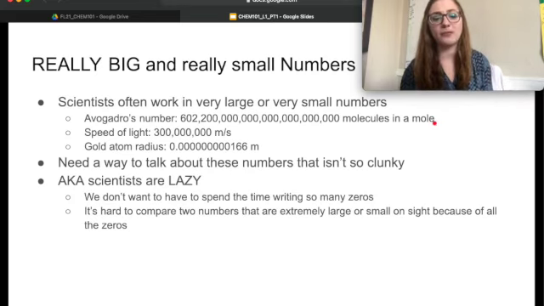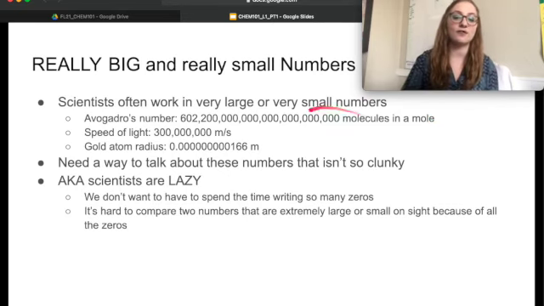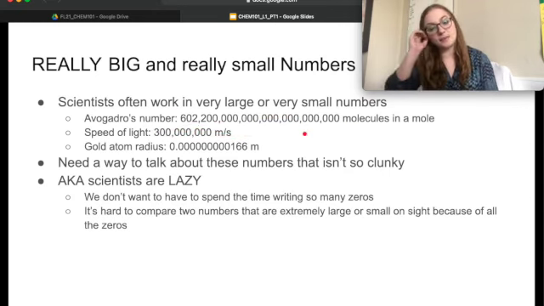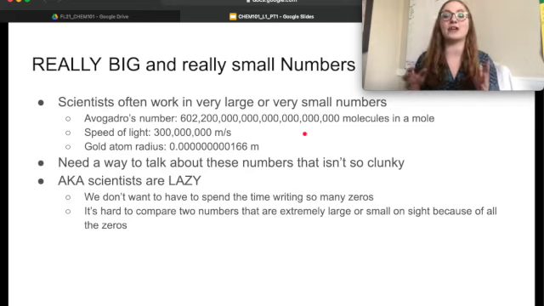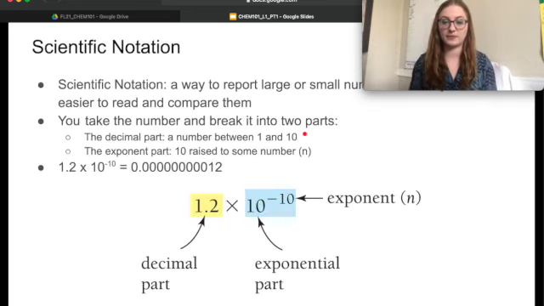Also, as I pointed out before, it's really, really hard to compare these extremely large or extremely small numbers on sight because of all the zeros. It's hard for me to tell exactly how many more zeros this number has than this one, because it's really hard to just see that with your eyes. So it's really important that we find a way to express these numbers such that we can actually read them and, boom, compare immediately on sight how they look and how much bigger one is than the other.